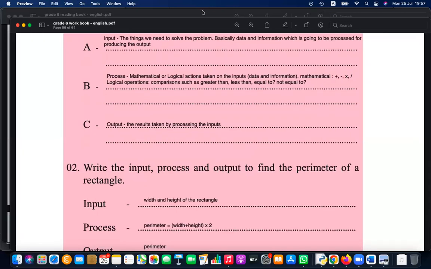So please write down this part also. Those who have run out of time can take a screenshot and write it down later, or you can watch the video again.